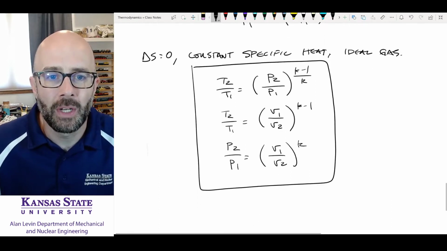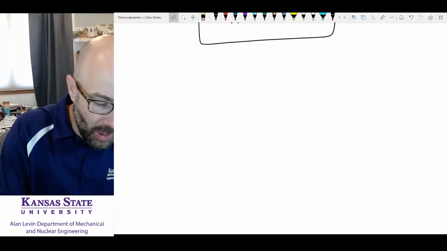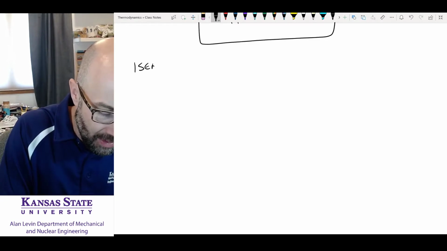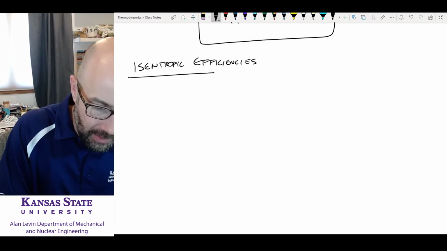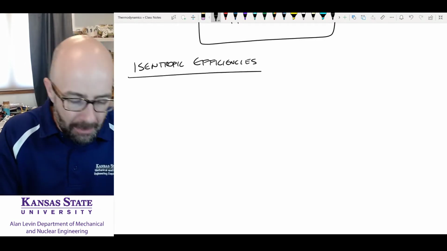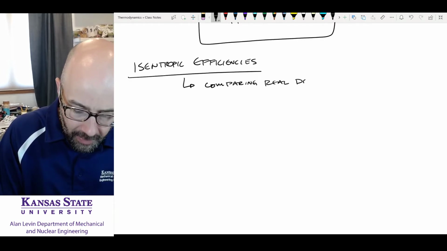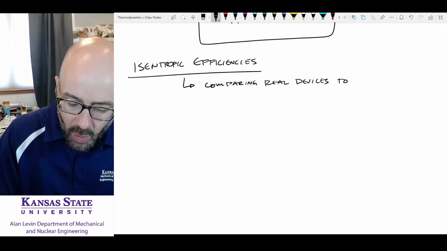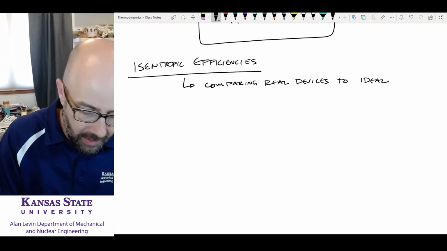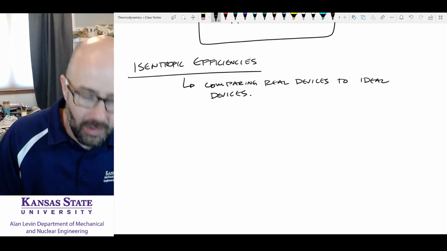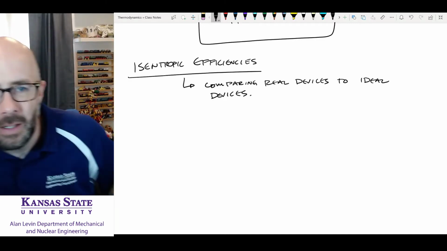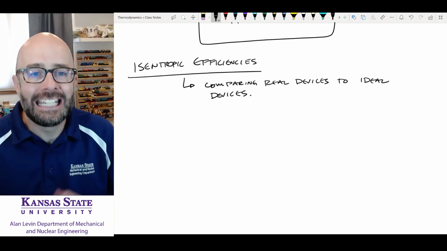Okay, now let's see how we're going to use these. And the thing that we're going to use these is something called isentropic efficiencies. Okay, we're going to be comparing real devices to ideal devices. Okay, how close are we to an ideal device?